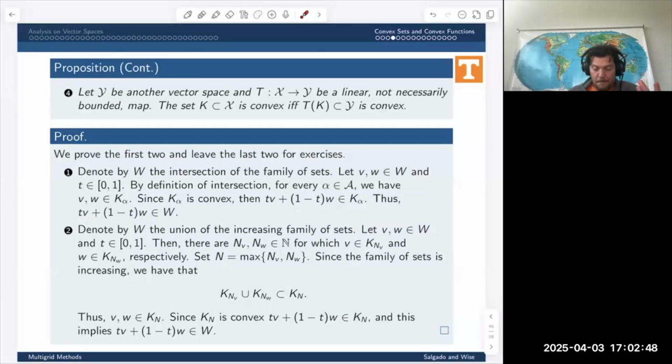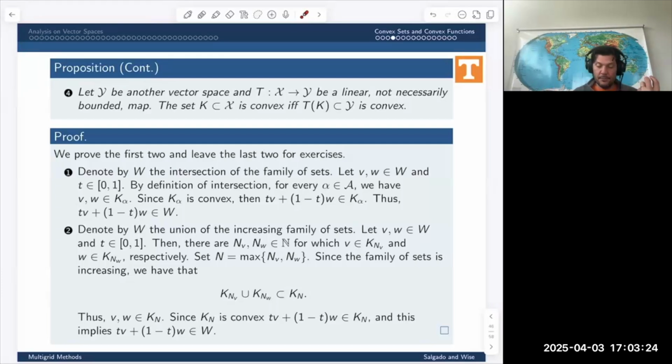Does that make sense? Now, since K alpha is convex for every alpha, then each one of these guys has to be in K alpha. But now we know that each one of these is in K alpha. That means, for any T, because each K alpha is convex, since this is an element of K alpha for every alpha, this must also be an element of the intersection. So that's the proof. Okay, makes sense?